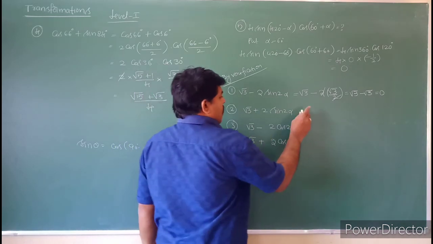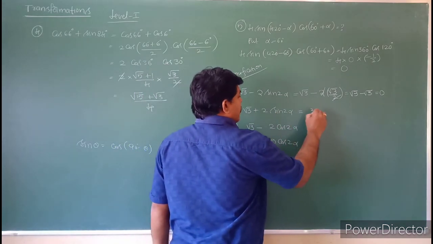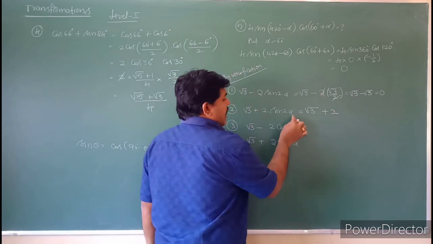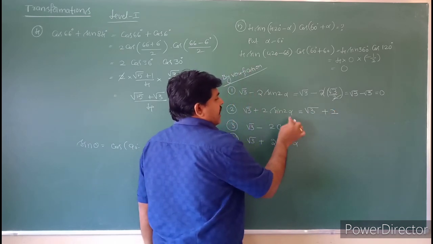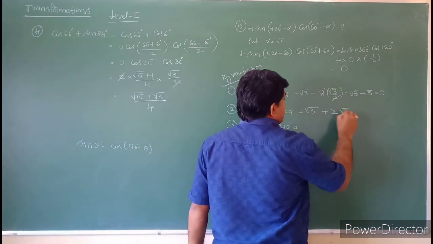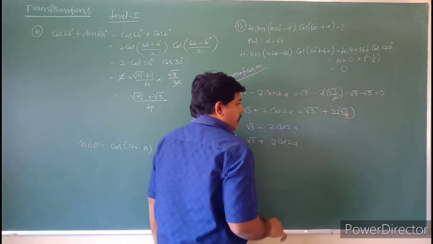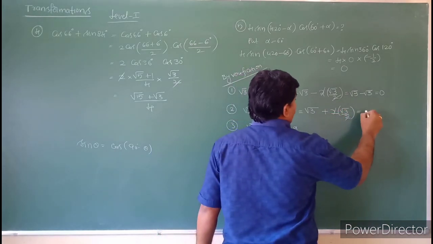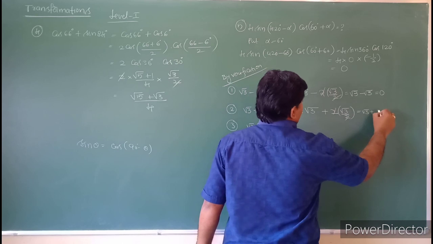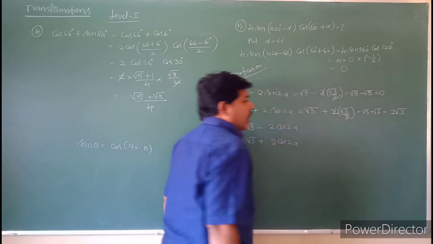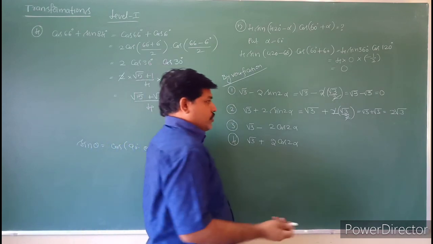Okay. So see this one. I will substitute in the second one also. What is that? Root 3 plus 2 into sine alpha, alpha is 60. Sine 120 value is root 3 by 2. So here 2 will be cancelled. It will become root 3 plus root 3. It will become 2 root 3. So it is not the option.